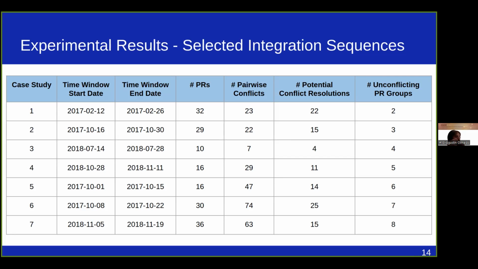This table shows information about the pull request conflict graph corresponding to the selected integration sequences. The number of pull requests and the number of pull request conflicts correspond to the number of nodes and edges of the pull request conflict graph, respectively. The number of potential conflict resolutions corresponds to the worst case of the number of conflict resolutions for the case study. And finally, the number of unconflicting pull request groups corresponds to the number of groups that we obtain by applying the coloring algorithm to the pull request conflict graph of the case study.